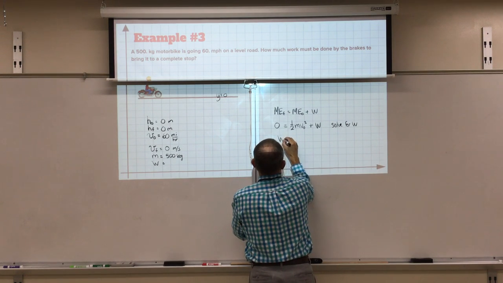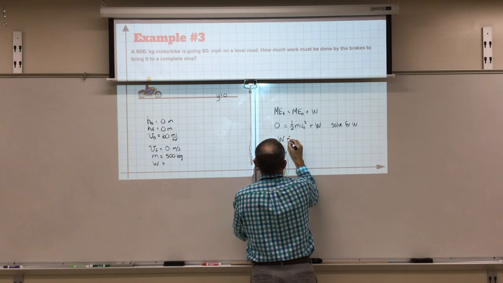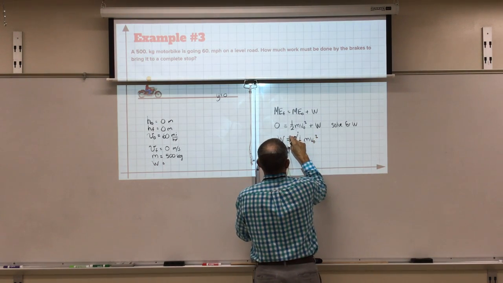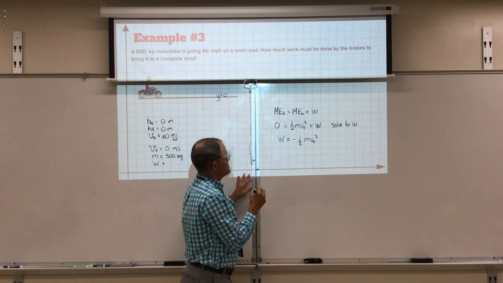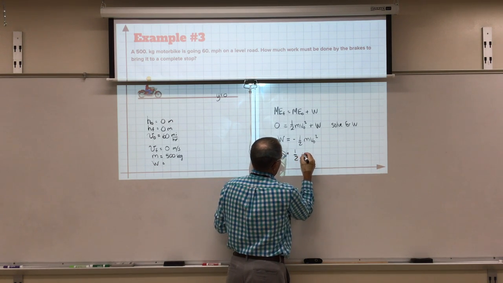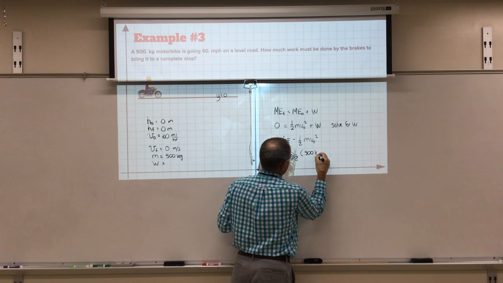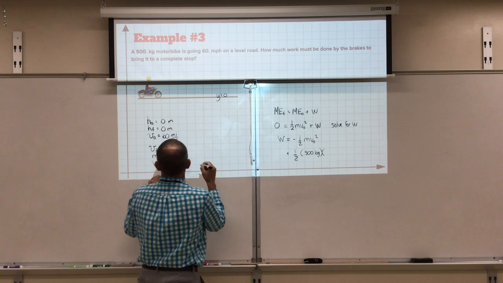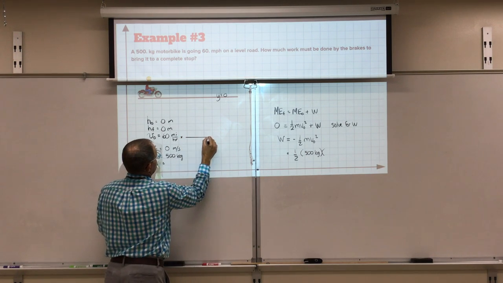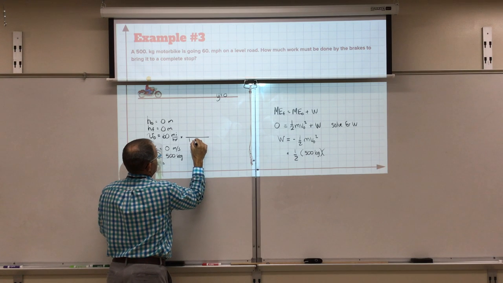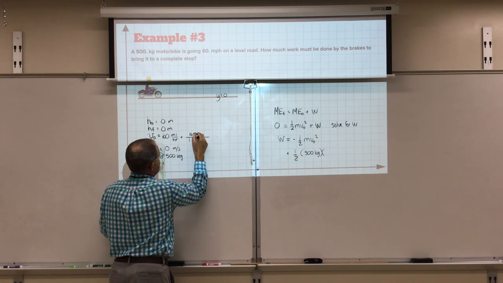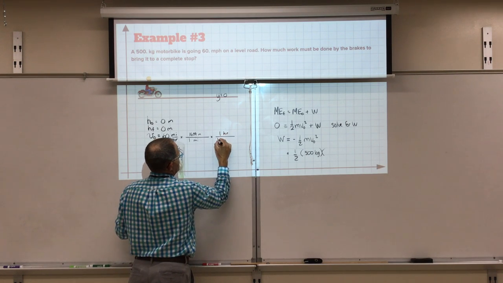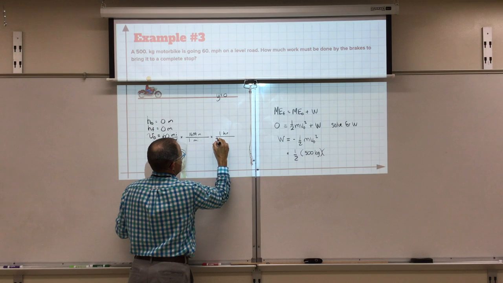In this case, the work simply equals negative 1/2 m times v initial squared. Okay? So we can put in our numbers. That's 1/2 times 500 kilograms times, we've got to be a little bit careful here. We've got to multiply this by 1 mile, 1609 meters, and multiply that by 1 hour, 3600 seconds.